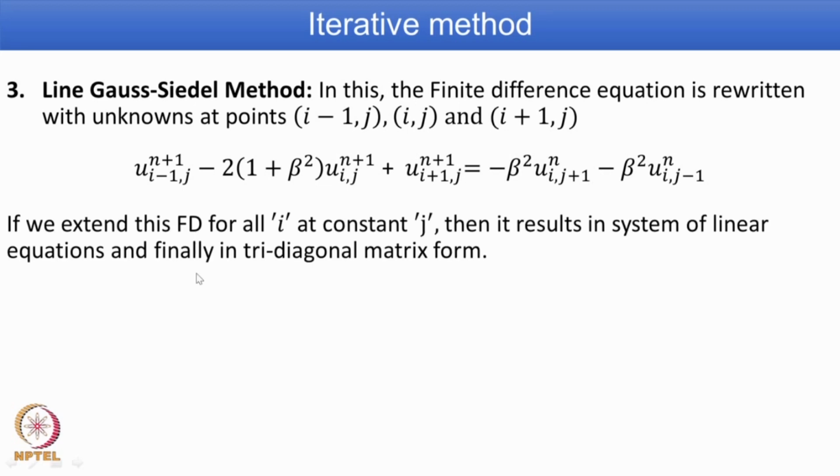If we extend this procedure for all i at a particular j, then it will result in a system of linear equations, and it will finally have a tridiagonal matrix form, because if you look at this equation again, i, j is the point of interest and you have one on the left side, one on the right side, and you extend this for all i at a particular j, then it will result in a tridiagonal matrix form, and we learned the TDMA procedure in the previous class.